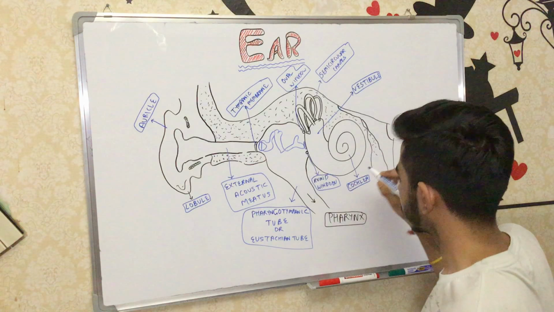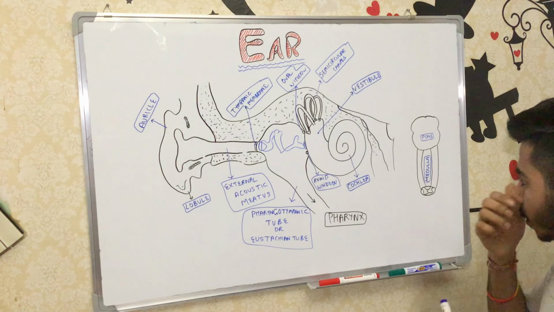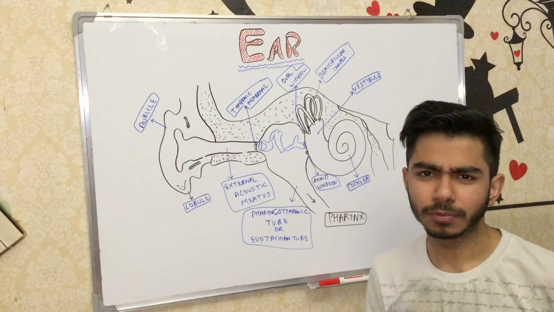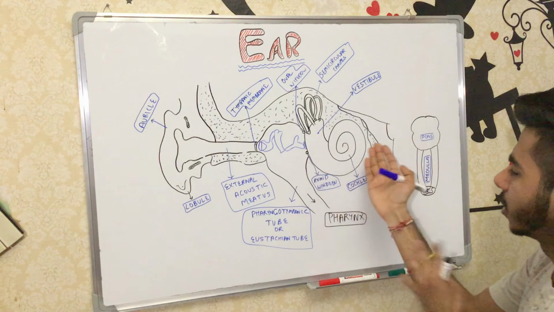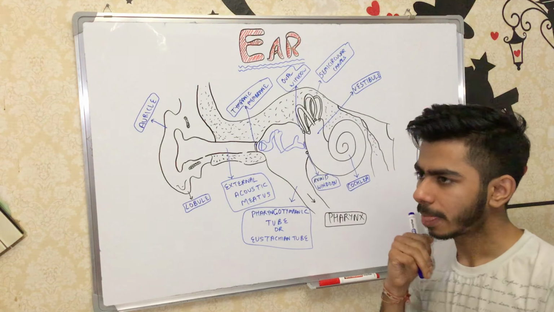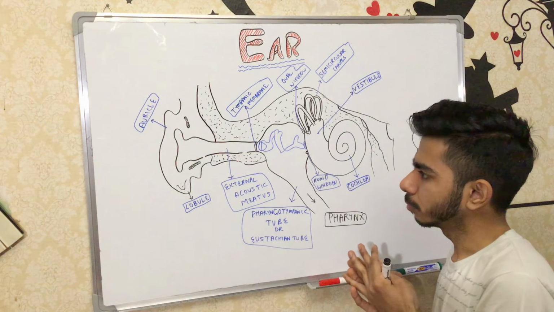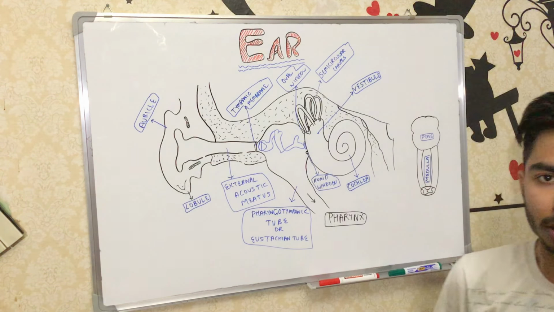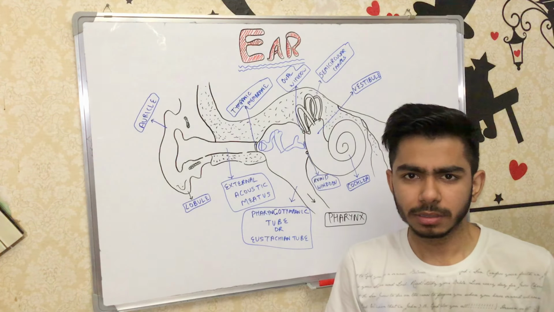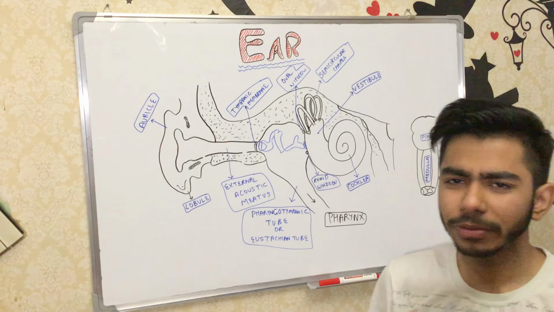Okay, so this is the round window. Now, what is the purpose of these junctions which are connecting the middle ear with the inner ear? I will talk about that. You must be surprised at how we hear the different kinds of voices, how we hear the different kinds of sounds.